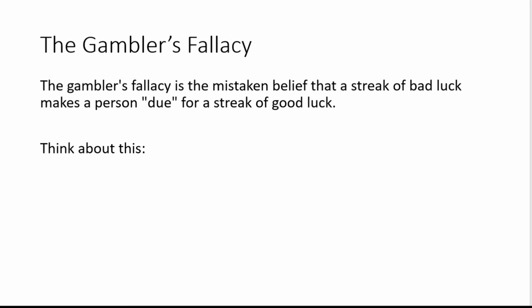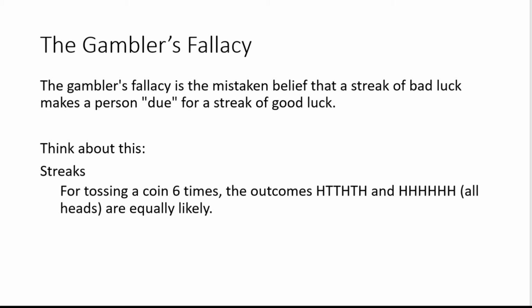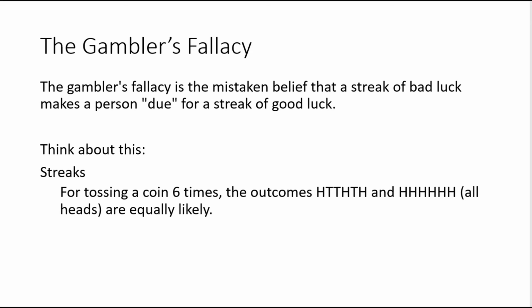The gambler's fallacy. The gambler's fallacy is the mistaken belief that a streak of bad luck makes a person due for a streak of good luck. Think about this. We have streaks. For tossing a coin 6 times, the outcomes HTT, HTH, and HHH, HHH, or all heads, are equally likely.